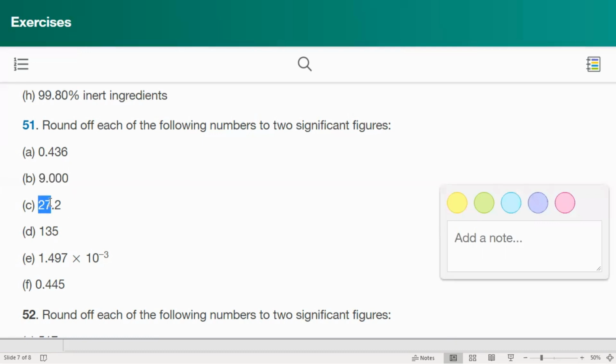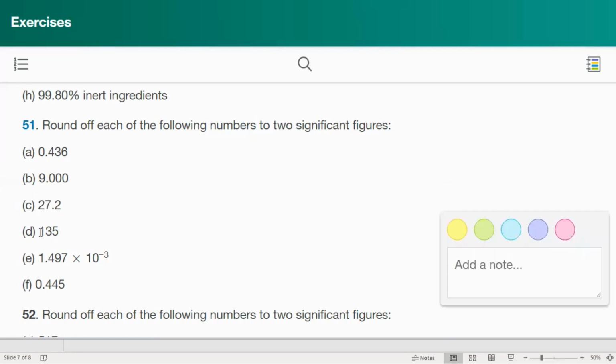And since the first non-significant digit is 2, we round down. What we call in the computer world, we just truncate. We can just truncate off the 2. They call that rounding now, and we can also call it truncation. The answer is 27. And the answer key says 27.